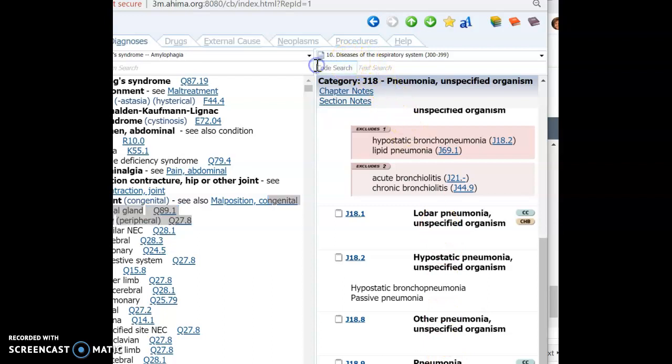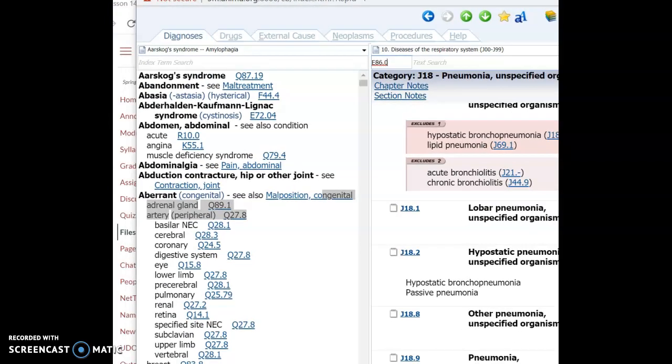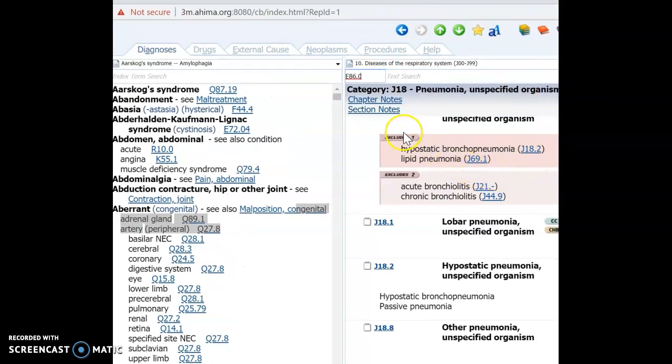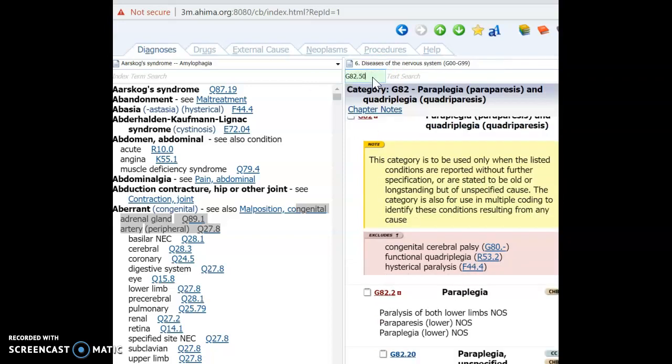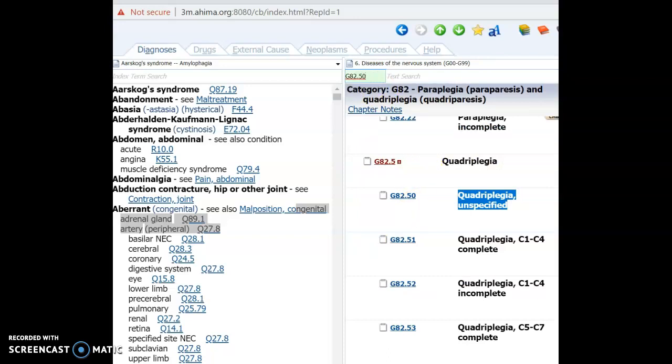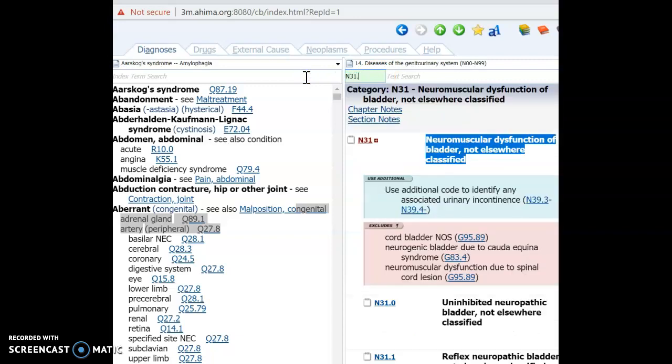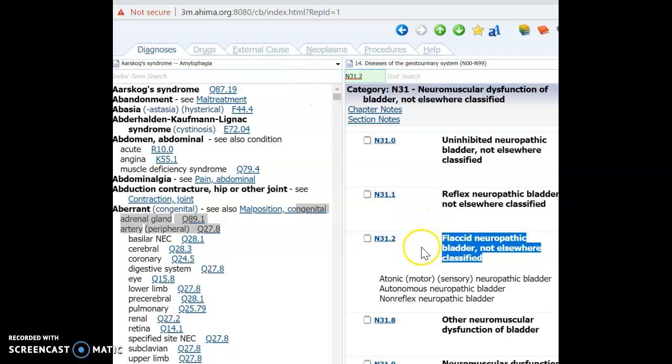Another code a lot of you had, which was good, is the dehydration. The reason we can code this is because they were given IV fluids. So that's a go. A lot of you had the quadriplegia, which is G82.50. We will go ahead and move to the N31.2. Everyone did a good job on this one. The bladder. And we are going to keep the hypokalemia, which a lot of you coded too, so you did well.